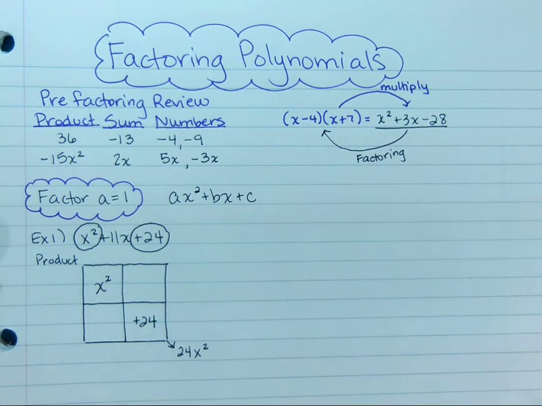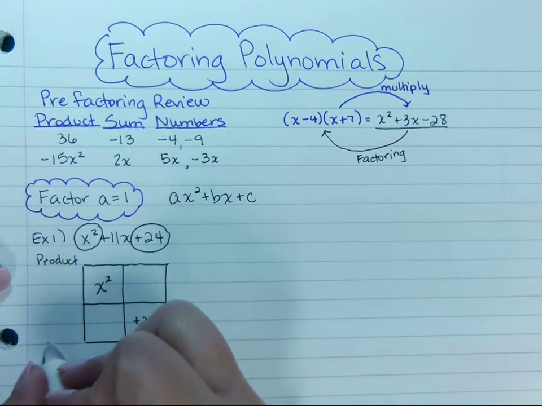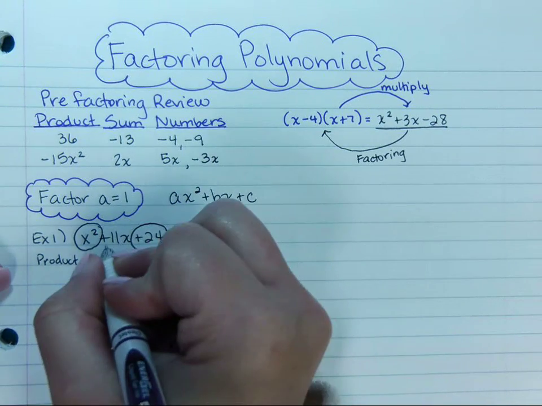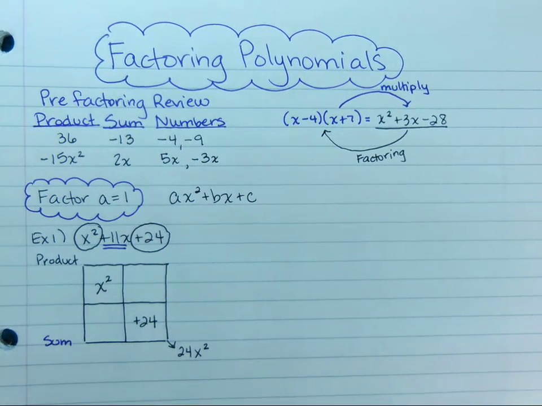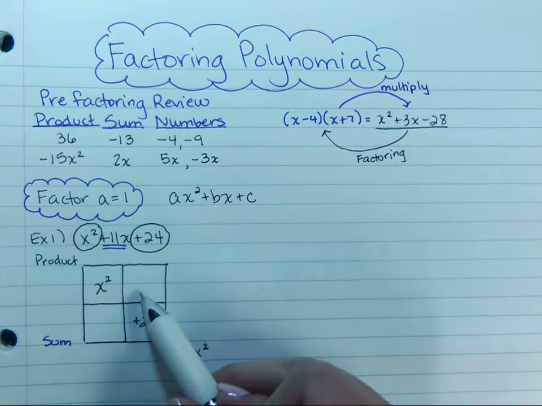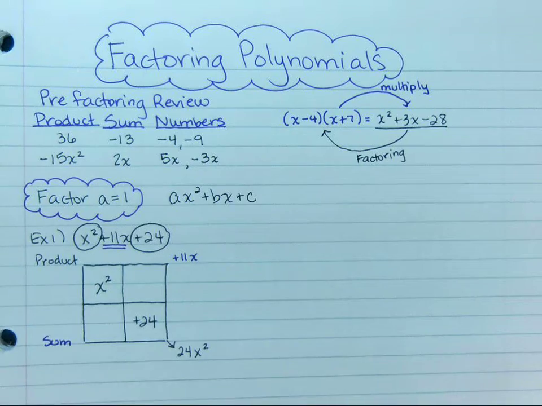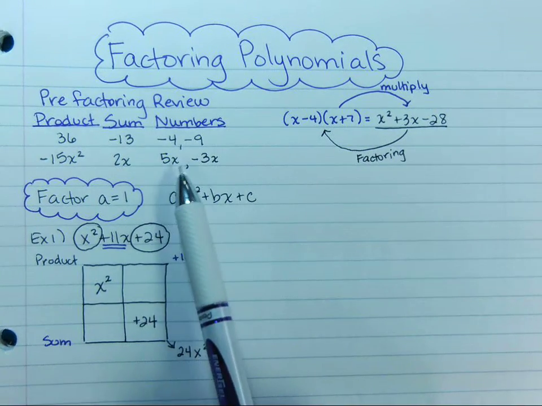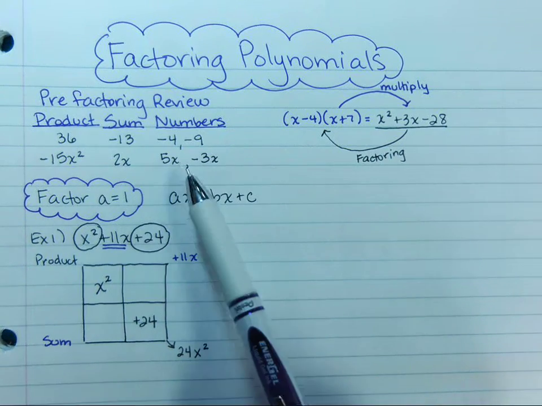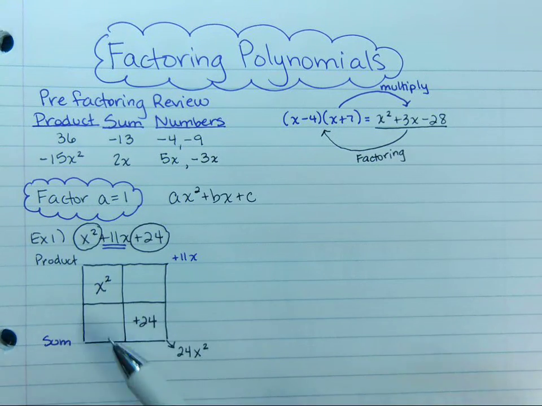And then what I want to do is have a sum of the one in the middle. And for the sum, I'm going to have to make sure that these 2 boxes are like terms that add up to be the plus 11x. And so what I'm going to do is, instead of having the numbers side by side like this, I'm going to try to figure out what the coefficients are and put them in these boxes.